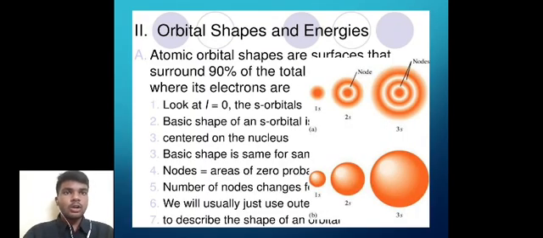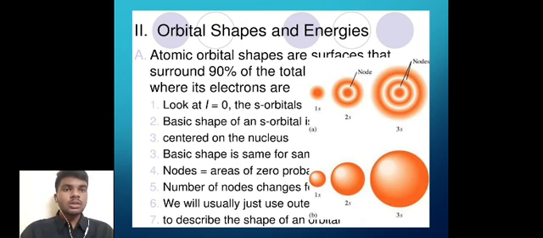Second, orbital shapes and energy. Atomic orbital shapes are surfaces that surround 90% of the total probability of where the electrons are. First, look at l equals 0, the s orbital. Second, the basic shape of an s orbital. Third, it is centered on the nucleus.